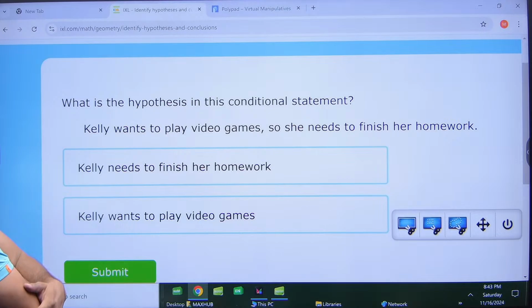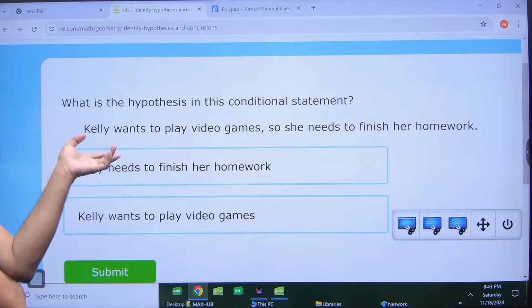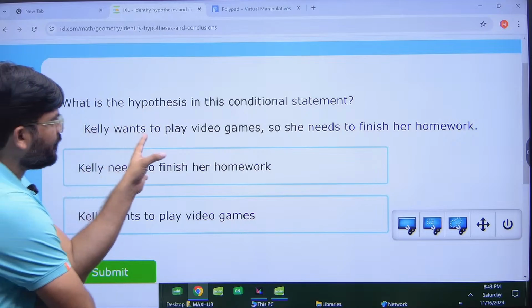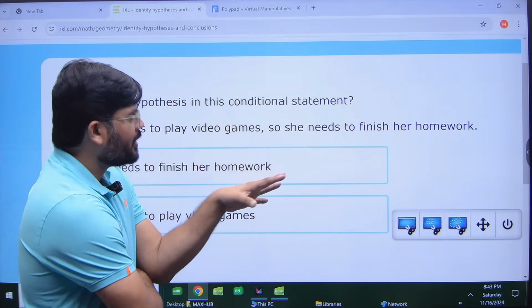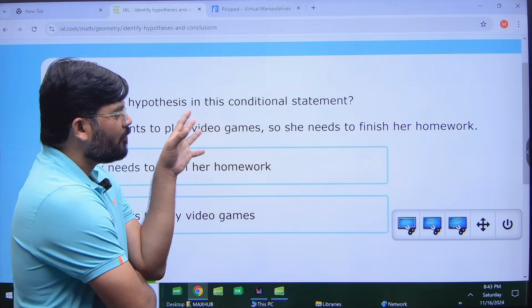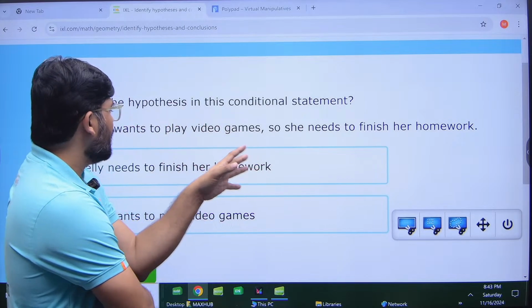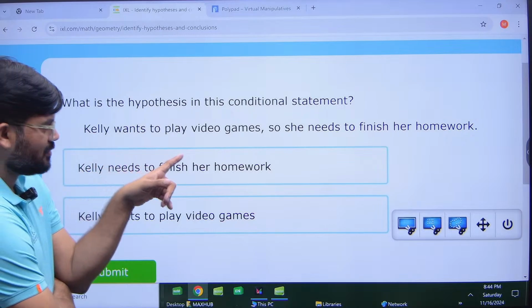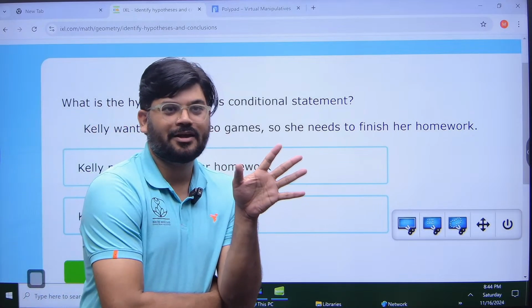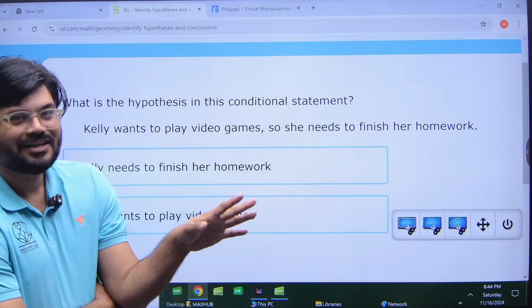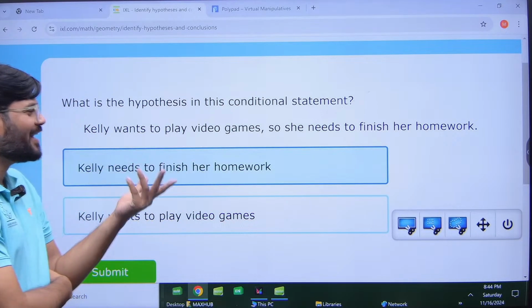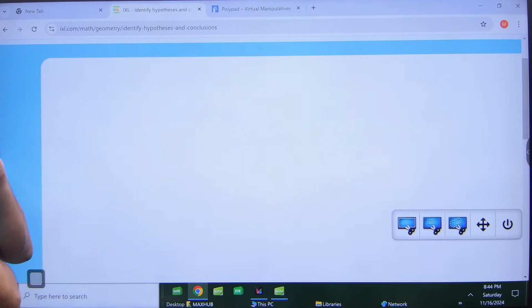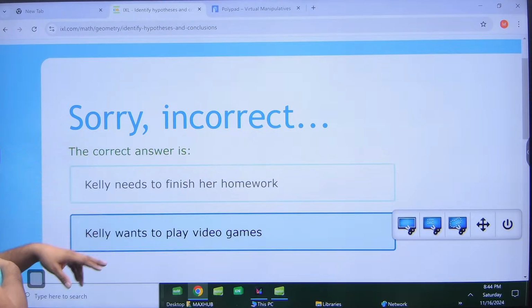What is the hypothesis in this? What will come first? Will she play video games first and then finish her homework, or will she finish her homework first and then play video games? The hypothesis is that she needs to finish her homework first. As per me, this is the logic. Are you in agreement with this? Let us see if both of us are correct or incorrect. So incorrect. I knew it.